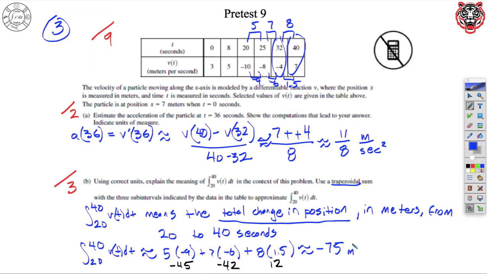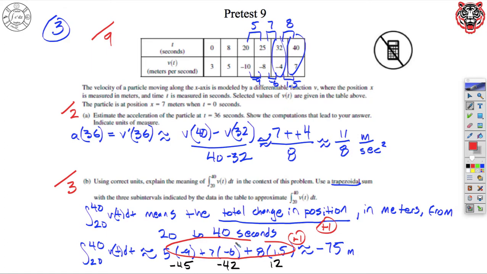All right, so this is going to be out of 3 points. 1 point if you did the setup here, that's plus 1. If you said total change in position, extra. What if I did 0 and 8? No, you can't do 0 and 8 because it's from 20 to 40. So you're wrong there. No point. At least you know that you know how to do it.